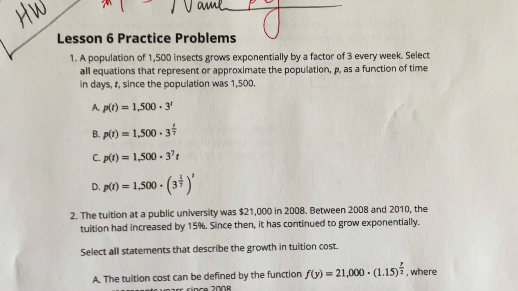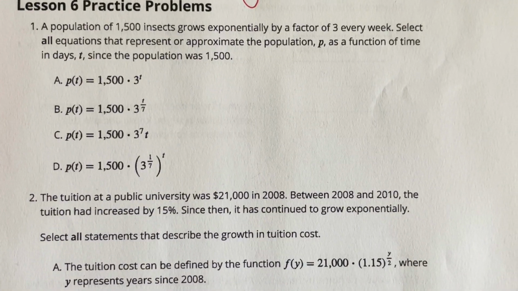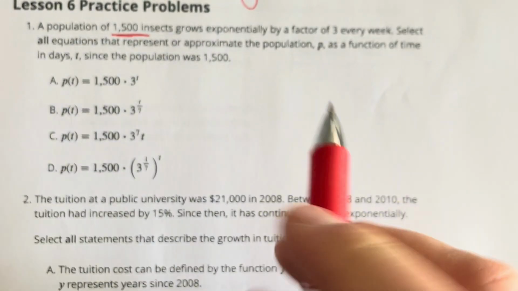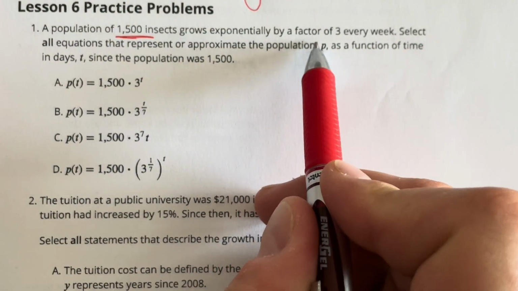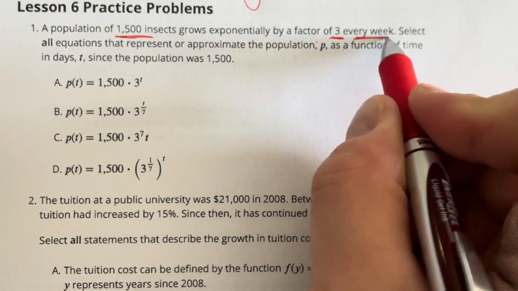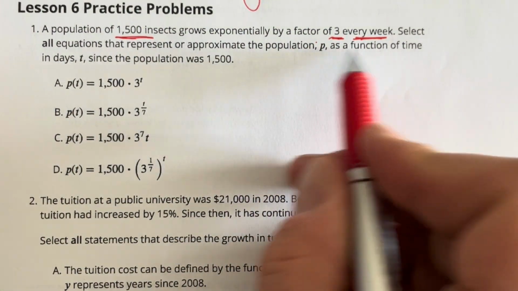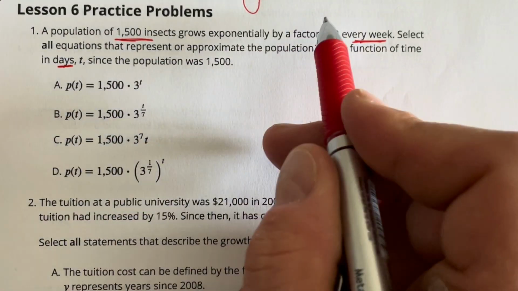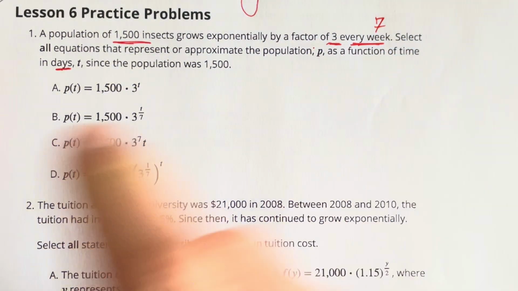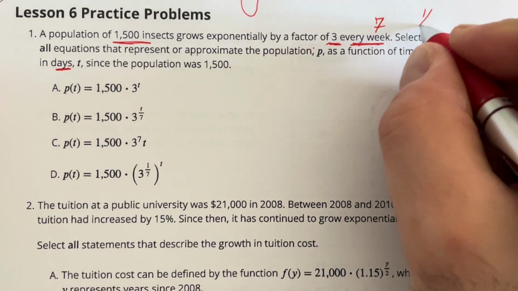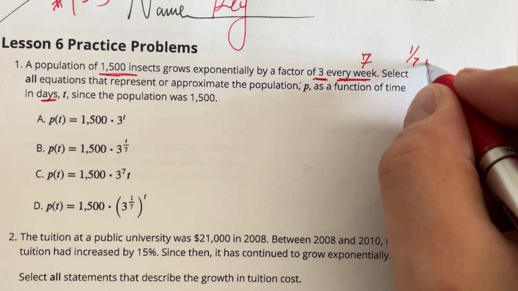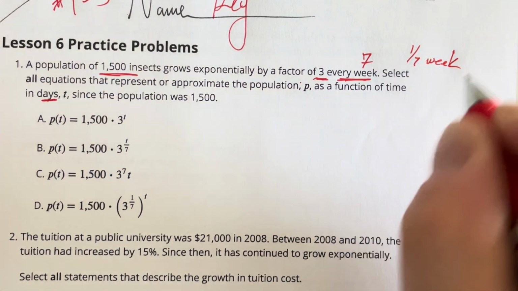Now let's jump into the 3 problems that I asked you to do. So, population of 1,500 insects grows exponentially by a factor of 3 every week. Select all the equivalent representations. P is a function of time in days. Days, week. A week is 7 days. So a day is 1/7 of a week.